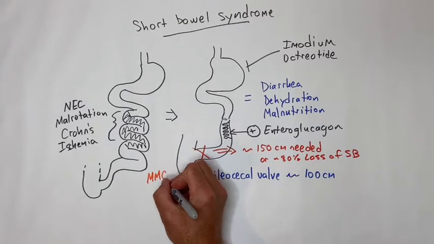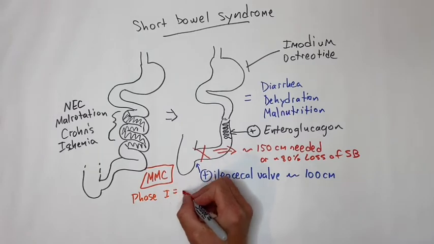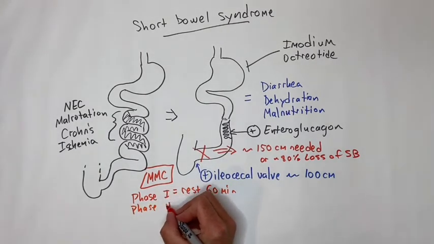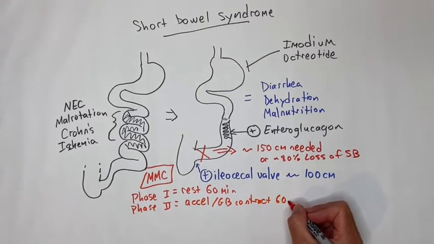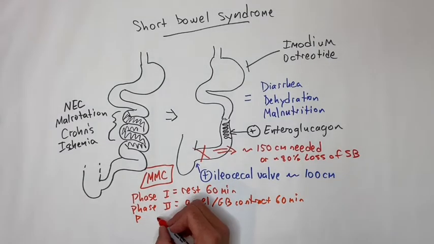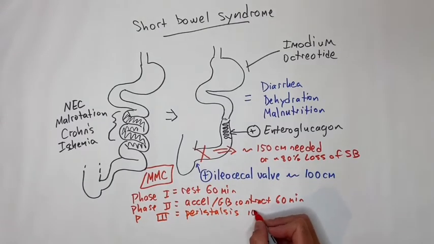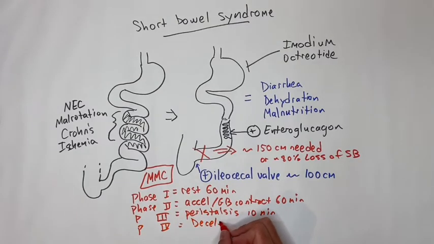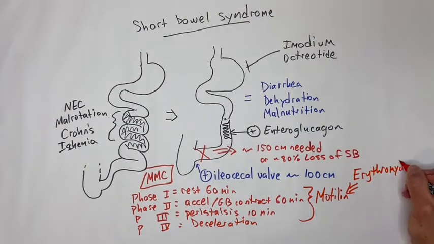The migrating motility complex, or MMC, is the activity of the small bowel in the fasting state and is what gives you bowel sounds. It has 4 phases. Phase 1, rest of 60 minutes. Phase 2, acceleration and gallbladder contraction, which also lasts 60 minutes. Phase 3, maximum peristalsis, which causes the borborygmi sounds, which lasts about 10 minutes. And Phase 4, which is deceleration. The hormone motilin regulates this cycle, and erythromycin is a motilin agonist.